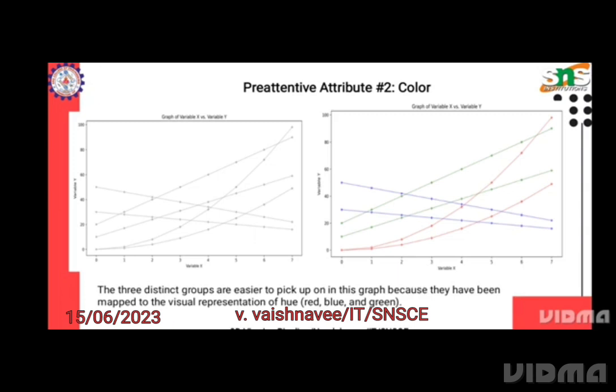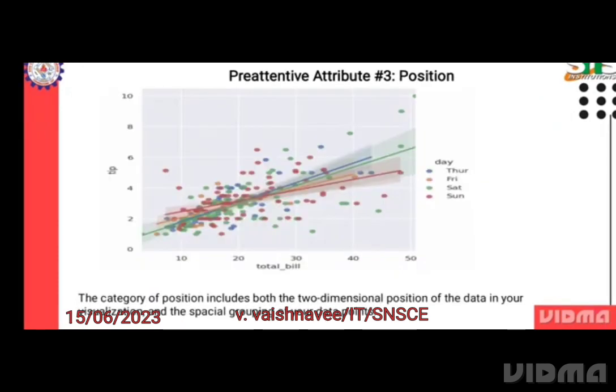Position. The category of position includes both the two-dimensional position of the data in your visualization and the spatial grouping of your data points. The last category of pre-attentive visual attributes is motion, which consists of flicker and direction of motion. Think how quickly you notice a flickering traffic light or the flicker of the turn signal of a driver in front of you. Motion can also be brought into two-dimensional visuals. If the direction of motion of an object is distinct from the direction of the objects around it, it will tend to draw our attention.